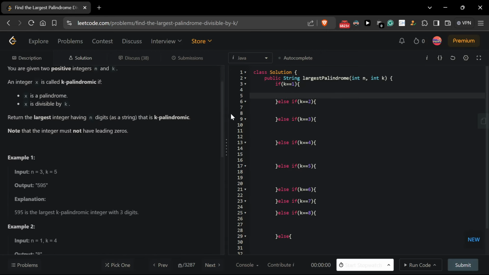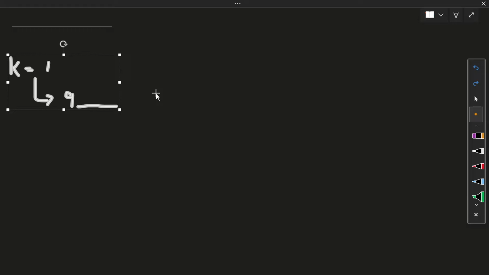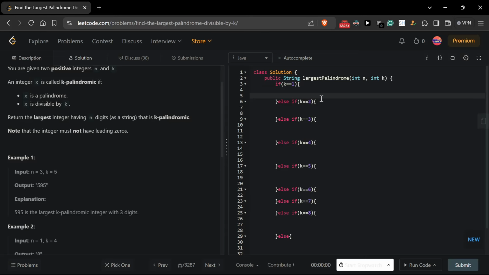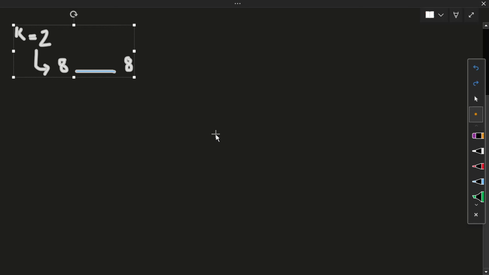So first of all, if k is 1, let me draw. If k is 1, the largest palindromic value will have all 9s, and it is divisible by 1. So all 9s. We have to repeat 9 n times. Okay.